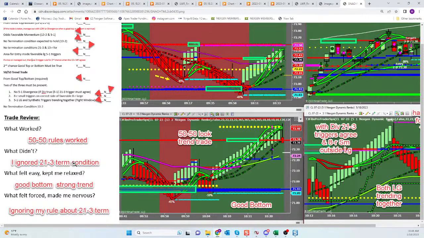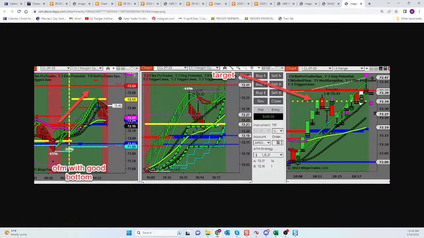50-50 rules work. You ignored a 21-3 termination condition. Good bottom, strong trend. Ignoring your rule about the 21-3. Great job with the analysis too, coming in and really picking out what you did and didn't do. That good bottom, guys, strong tops and bottoms makes such a difference. And then odds favorable momentum with a good bottom.